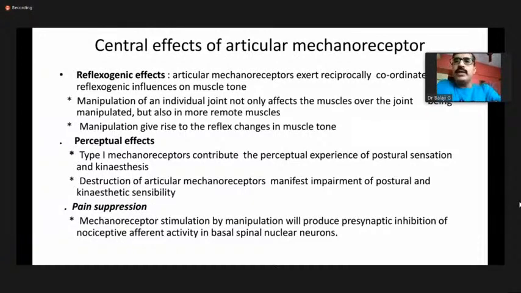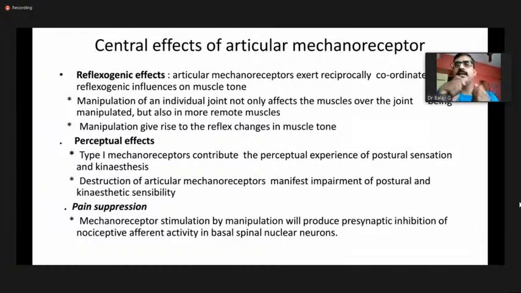There are reflexogenic effects. Articular mechanoreceptors exert reciprocally coordinated reflexogenic influences on muscle tone. When I give manual therapy, mobilization to the joint, the muscle tone of the muscles surrounding the joint is reflexively altered. It reduces.